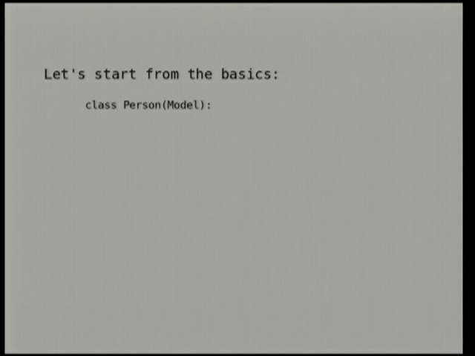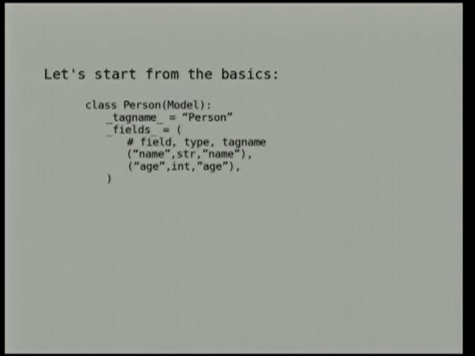And if we didn't care about making a friendly API, we could just say, well, you're declaring a model. You need to tell me what the tag name is. You need to tell me a list of the fields, and you need to tell me the name you want it to have in Python, the type you want it to have, and the name of the tag you want it to turn into in XML.